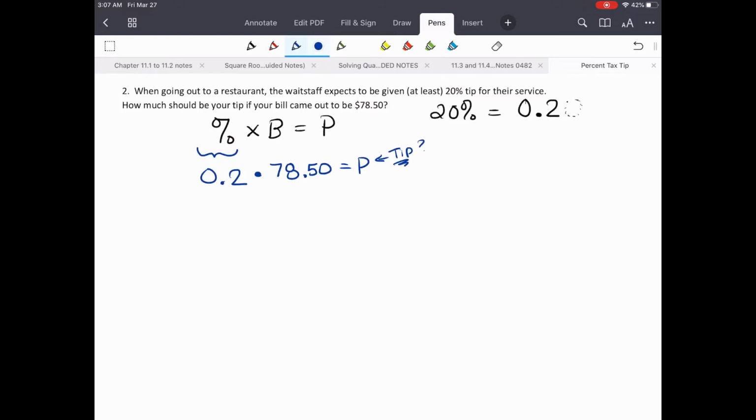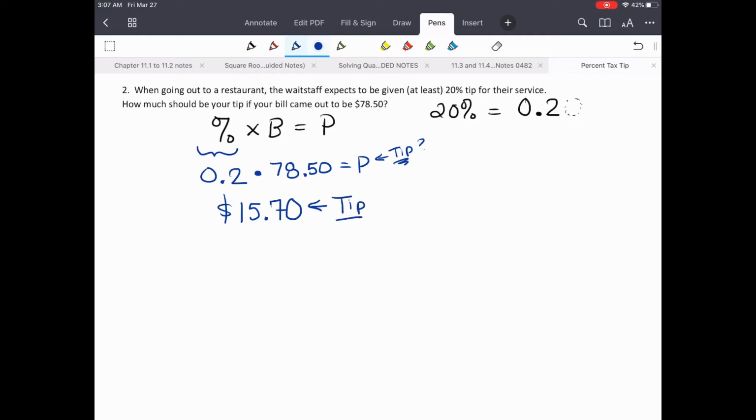All right, so just use your calculator and do 0.2 times 78.50. And my calculator says 15.5. Or not 15.5, it says 15.7, which means $15.70.